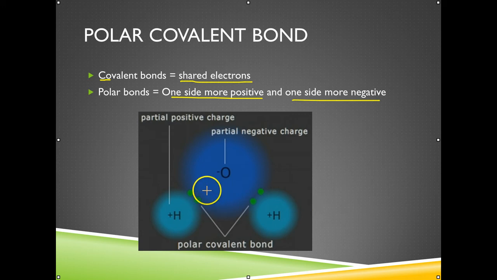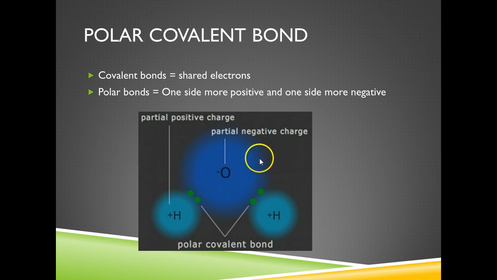And the reason for that is the oxygen atom is actually larger than the hydrogen atoms, and it has most of the electrons hidden within the atom. So therefore, it has the electrons most of the time. This means that oxygen is going to be slightly negative, and also that the hydrogen atoms are going to be slightly more positive.